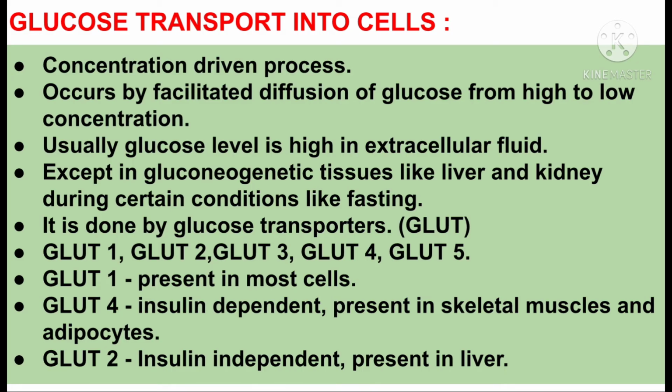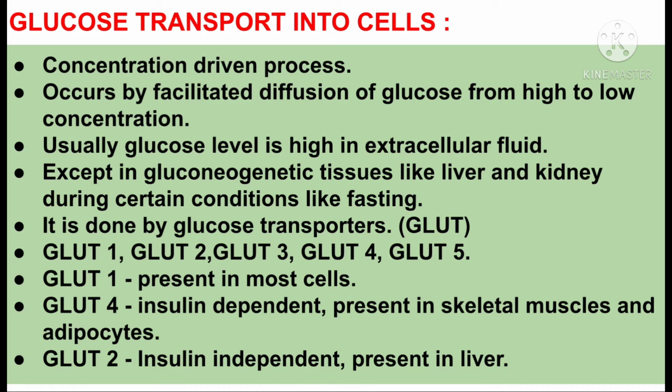As we know, glycolysis occurs inside the cell, that is, in cytosol. Now we will look at how glucose gets transported from blood into cells. It is a concentration driven process. It occurs by facilitated diffusion of glucose from high to low concentration, that is, from blood to cells. Usually the glucose level is high in extracellular fluid, but it is low in gluconeogenic tissues like liver and kidney during certain conditions like fasting.